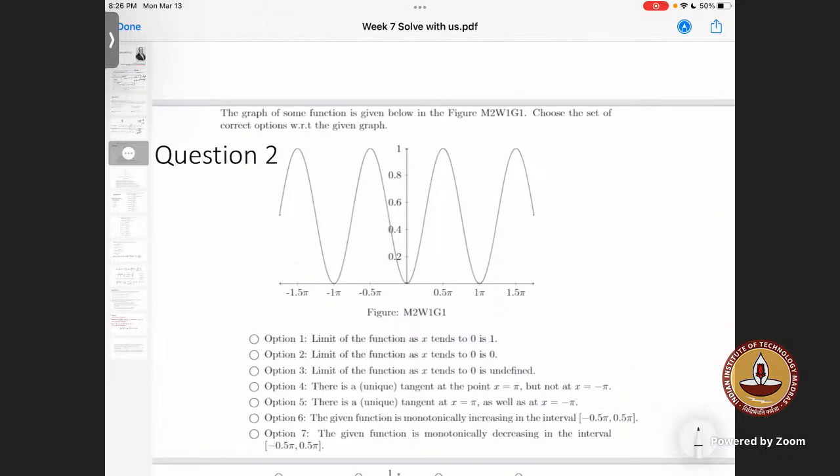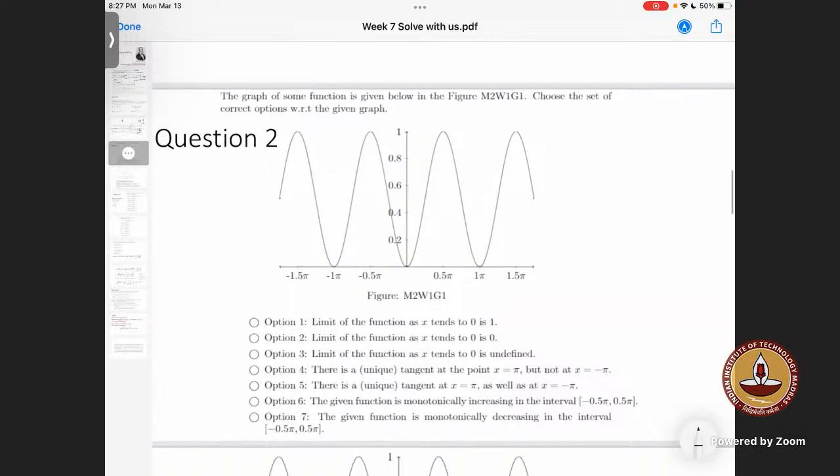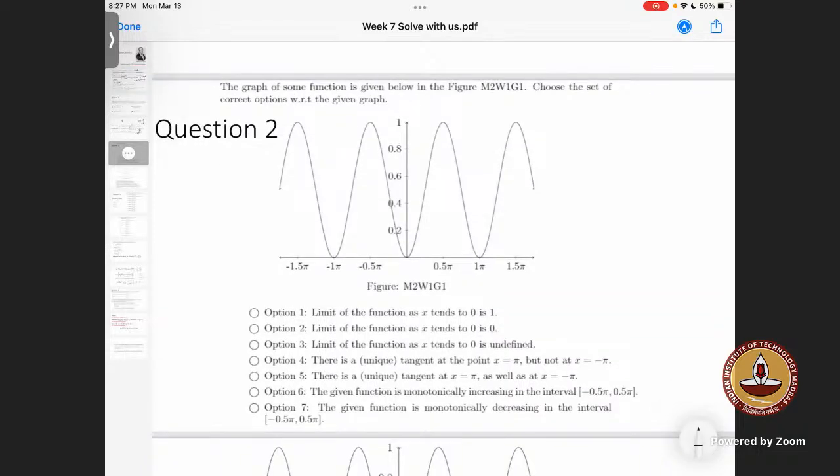Is the slide visible to everyone? Yes, sir. It's visible. Sir, option 7 is not clearly visible. One second. Yes, it's visible.